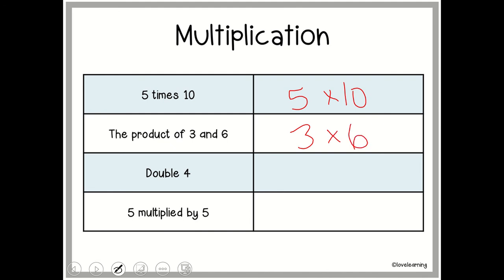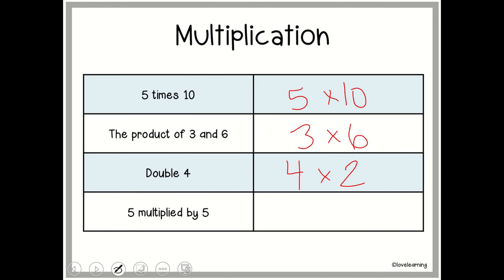The next one could give you a little bit of trouble, but it's really not difficult. It says double 4. Okay, so just think about it. What do you do when you double something? I know when I double something, I'm taking that number and I'm actually just multiplying it by 2, and that's going to give me the double of that number. So for instance, we have double 4 here. We would just say 4 times 2. See? Really not that hard.